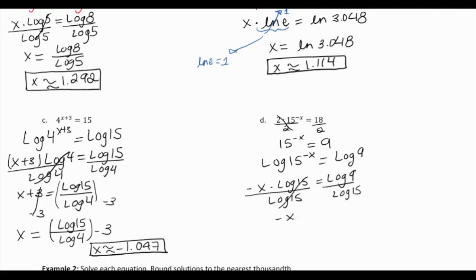So we have negative x is approximately, once we do this on the calculator, 0.811, but my variable is negative. So from here we divide both sides by negative 1. So x is approximately negative 0.811.